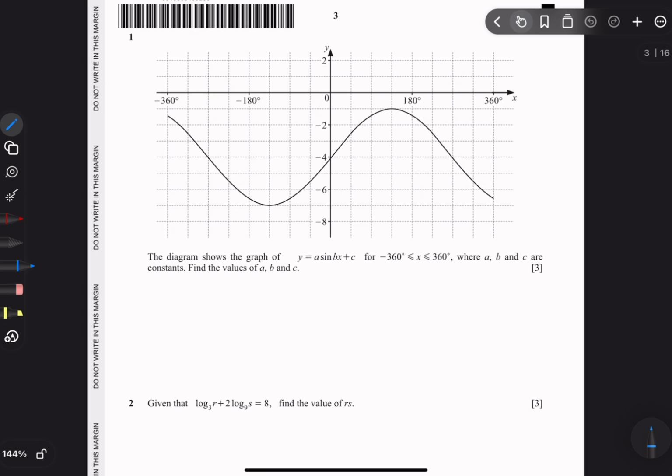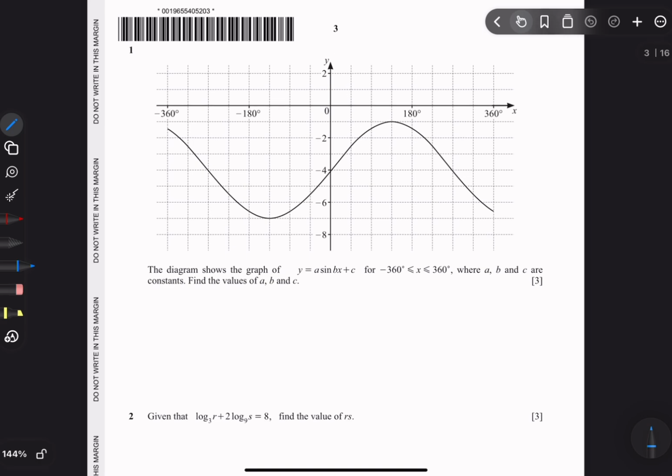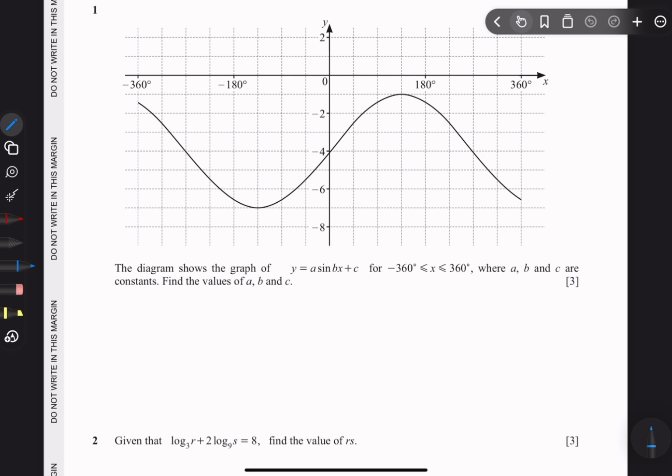So question 1. The diagram shows the graph of y equals a sine bx plus c, where a, b, and c are constants. Find the values of a, b, and c. So a is the amplitude, b is the period, and c is whether the graph shifts up or down and by how much. So straight away when you see this graph, you can find the middle part of the graph. Since you know it's the sine graph, it will look like this. And the middle part of the graph will be this line.